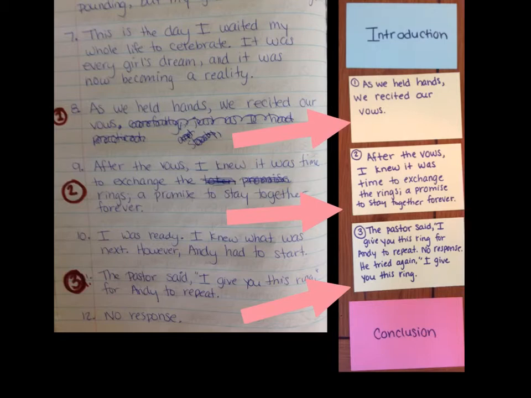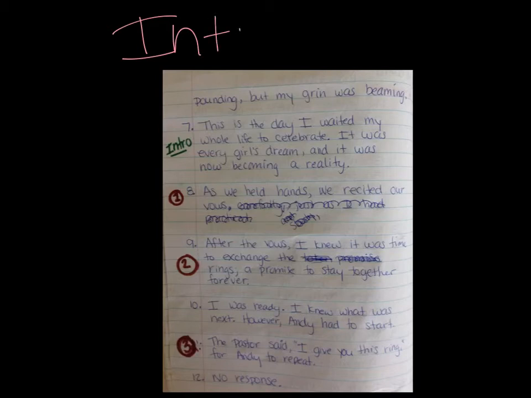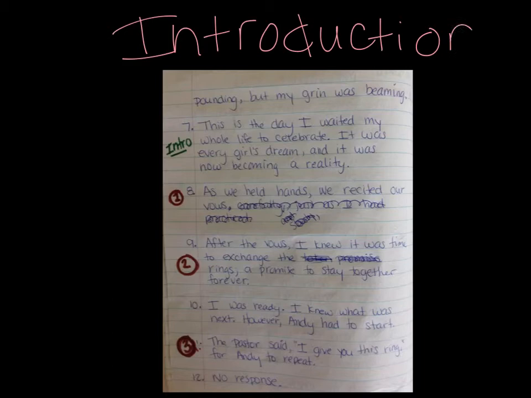Notice you're going to do your 1st, 2nd, and 3rd examples first in your notebook. After you have written down your 1st, your 2nd, and your 3rd example for your event, you're going to work on your introduction. You may or may not find this in your notebook with your details. I happen to find it right here, right before my 1st detail, where it says, this is the day I waited for my whole life to celebrate. It was every girl's dream, and it was now becoming a reality.